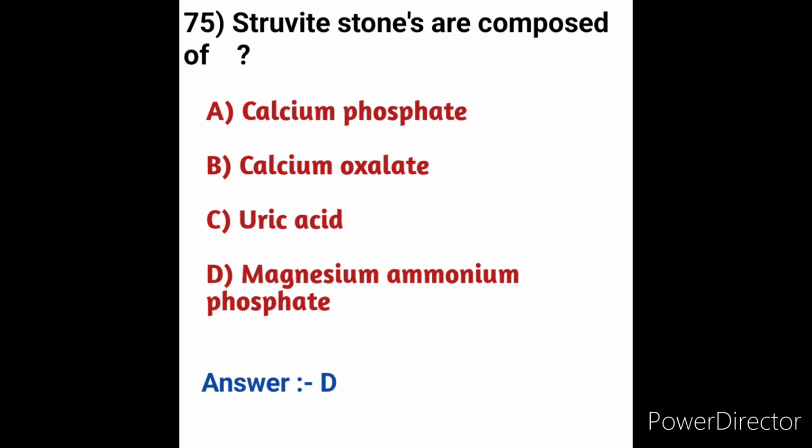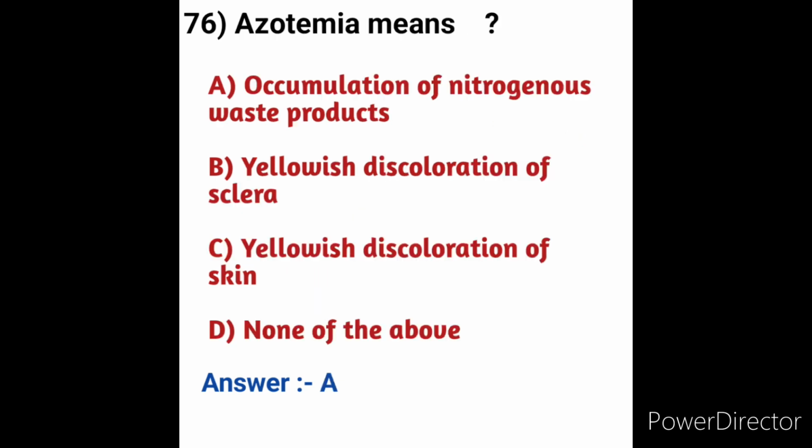These stones can grow quickly and become quite large compared to normal stones. Here option D, magnesium ammonium phosphate, is what struvite stone in the kidney is composed of. So here option D is the correct answer. In this picture we can see the bigger size of the stone in the kidney. Next we will move on to question number 76.